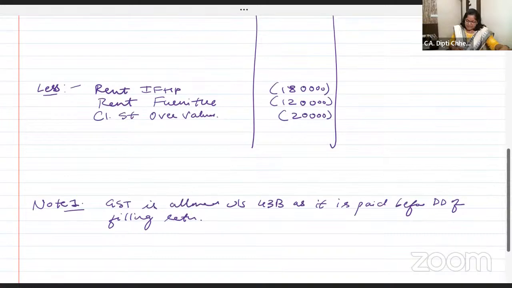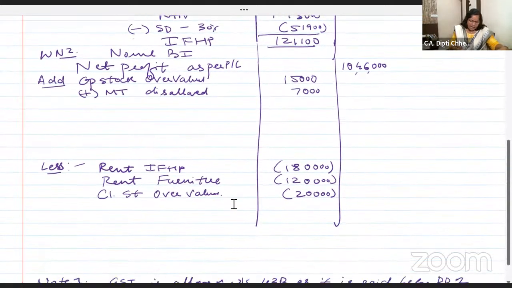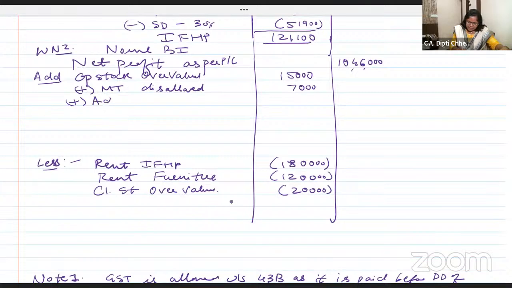Municipal tax, if you have included it in the rates, add it back, because municipal taxes are allowed in house property. Municipal tax is disallowed here because it is deductible there. Now in administrative expenses, if you have donations, add back because donations are not allowed: 25,000. And add back laptop because it's a capital expenditure.